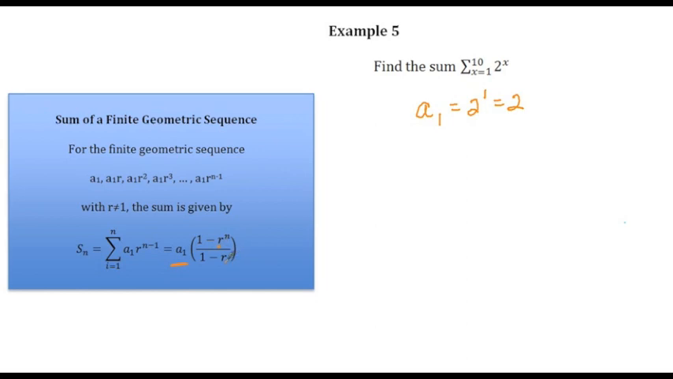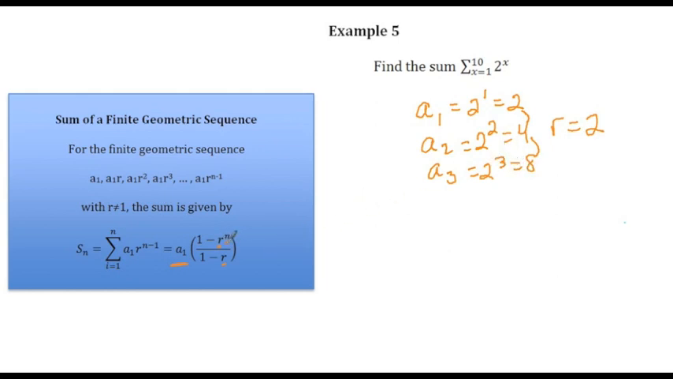Now I've got to find the r. Okay, the r is just the common ratio. So let's find the second term and the third term just so that we know what we're doing here. Second term would be 2 squared, which is 4. Third term would be 2 cubed, which is 8. Obviously, you can see that our common ratio is going to be 2 to get from 2 to 4, 4 to 8, and so on, and so on. Okay?